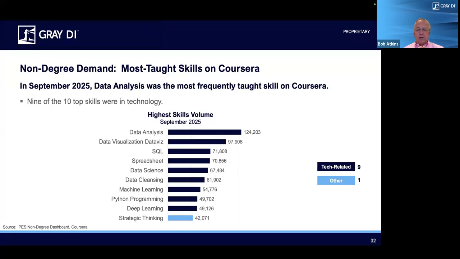Python and deep learning. Python obviously is a coding language. Deep learning is another flavor of AI, akin to machine learning. So again, a lot of interest in AI related skills. Also in the data preparation, it's often associated with creating AI predictive models in particular. And last but not least, there are people interested in strategic thinking, with some 42,000 students enrolled trying to pick up that skill.